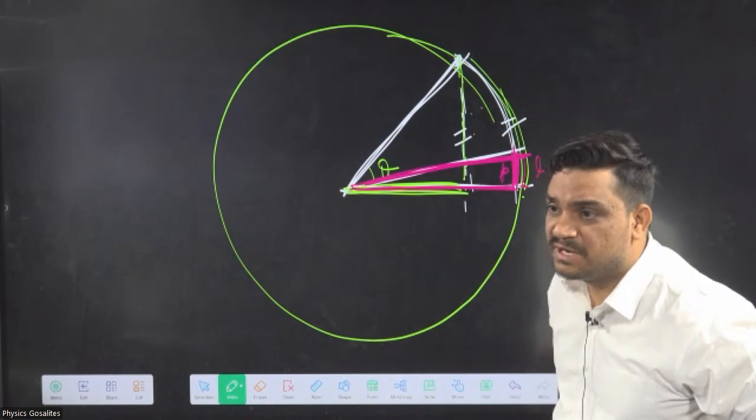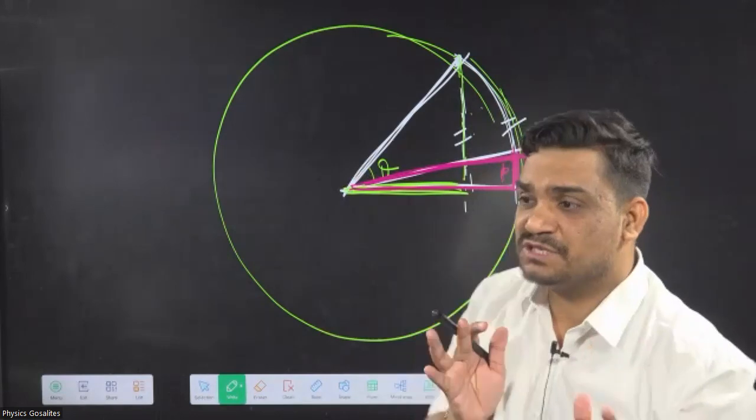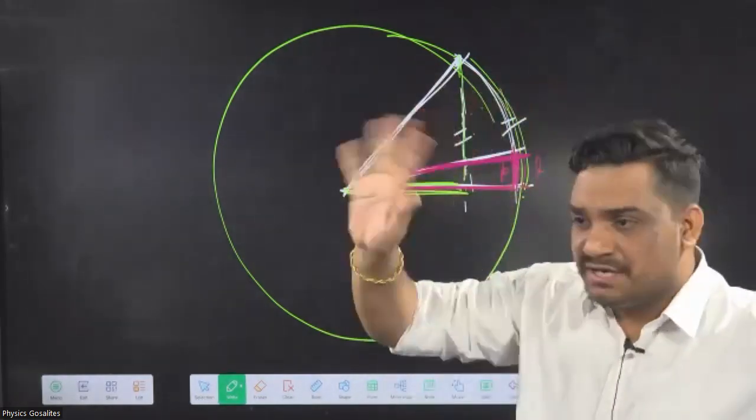Sir, does it depend on visual appearance? Of course, you have to see. We are having an approximation. You know what is the meaning of approximation? Approximation does not mean exact.